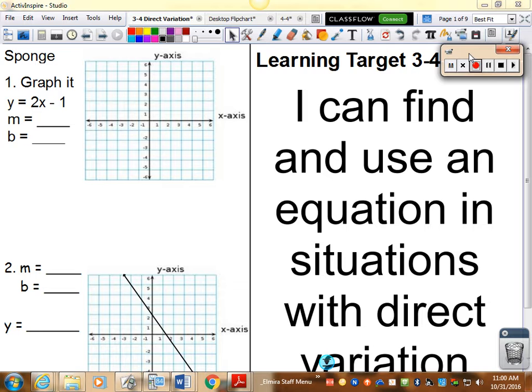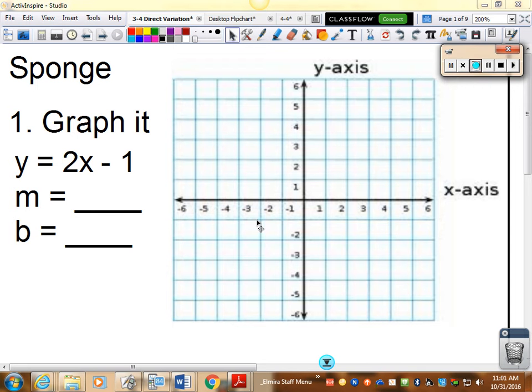Okay, so on our sponge, we're practicing two concepts here. We're reviewing how to graph a line if I give you the equation, and then we're practicing if I give you the graph, you give me the equation of the line. And let's blow this up a little bit bigger.